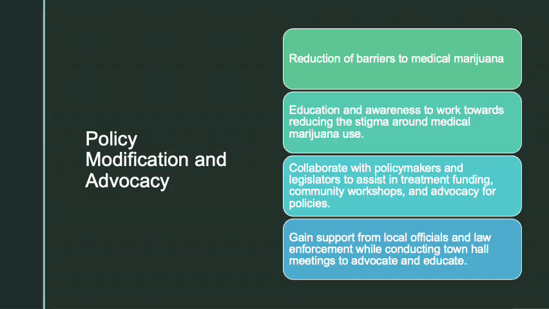Some things that I would change on these policies, and any kind of modification and further advocacy with these policies, would be the reduction of barriers to medical marijuana. Education, I'm always preaching about that, and awareness to work towards reducing the stigma around medical marijuana use. Collaborate with policymakers and legislators to assist in treatment funding, community workshops, and advocacy for policies, as well as additional education. And then gain support from local officials and law enforcement while conducting town hall meetings or any kind of meetings within your local level, not just the state and federal, but your local community, to advocate and educate about these changes.